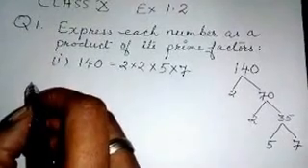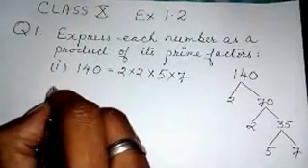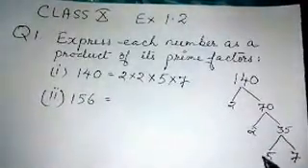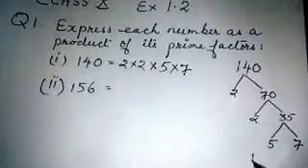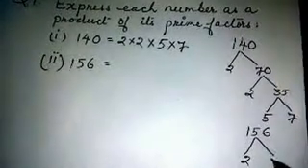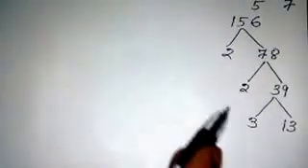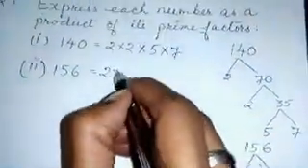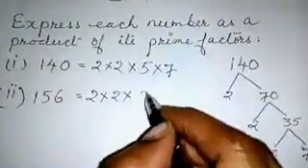Second number is 156. Similarly, let's calculate the prime factors of 156. 156 is an even number, so let's start dividing it by 2. 2 7s are 14, 2 8s are 16. Again it's divisible by 2. 39. This is divisible by 3. So you got 156 equals 2 into 2 into 3 into 13. These are the prime factors.